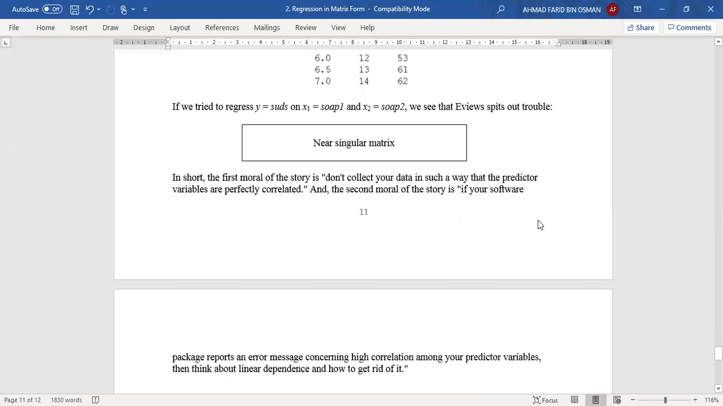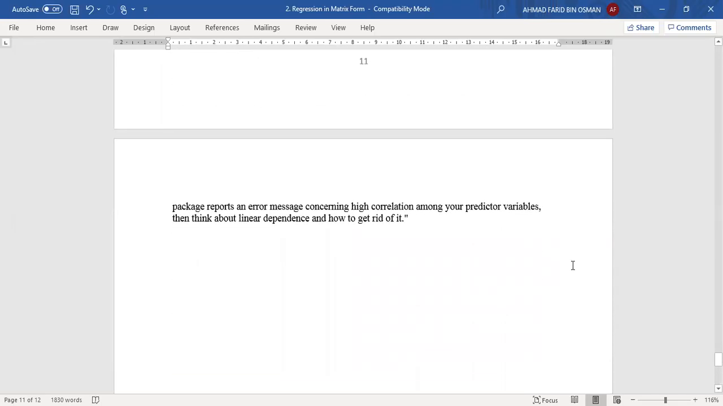In short, the first moral of the story is don't collect your data in such a way that the predictor variables are perfectly correlated. The second moral of the story is if your software package reports an error message concerning high correlation among your predictor variables, then think about linear dependence and how to get rid of it.